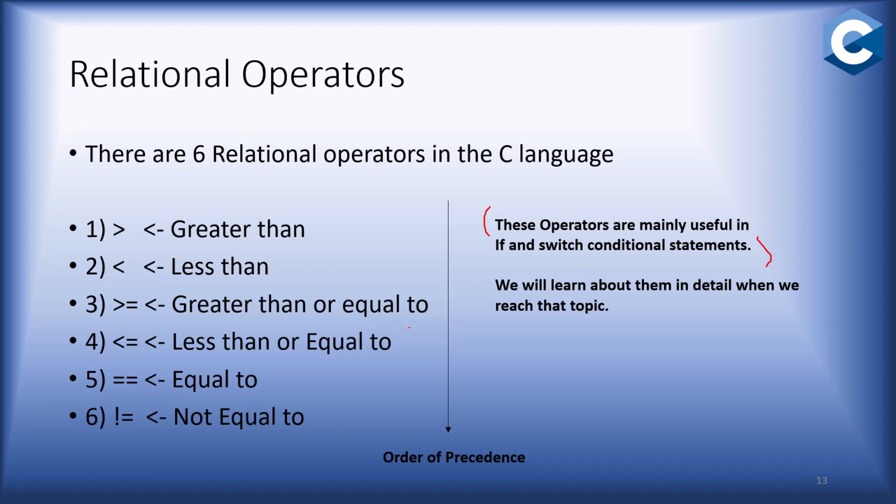5. Equal to, ==, checks if the left operand is equal to the right operand. 6. Not equal to, !=, checks if the left operand is not equal to the right operand.